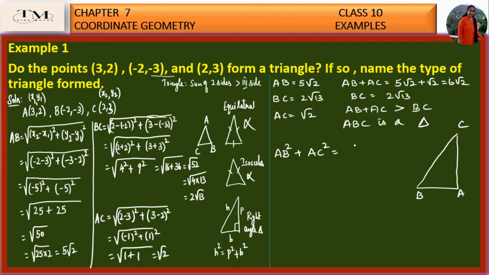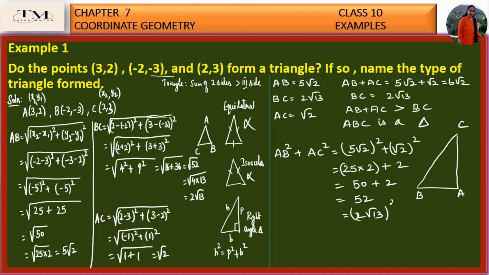So AB square is 5 root 2 whole square plus root 2 whole square. 5 root 2 whole square: 5 square is 25, root 2 whole square is 2. So 25 into 2 plus root 2 square is 2. 25 into 2 is 50, plus 2, so 52. So 52 is nothing but 2 root 13 whole square, which is nothing but BC square. We wrote root 52 as 2 root 13.